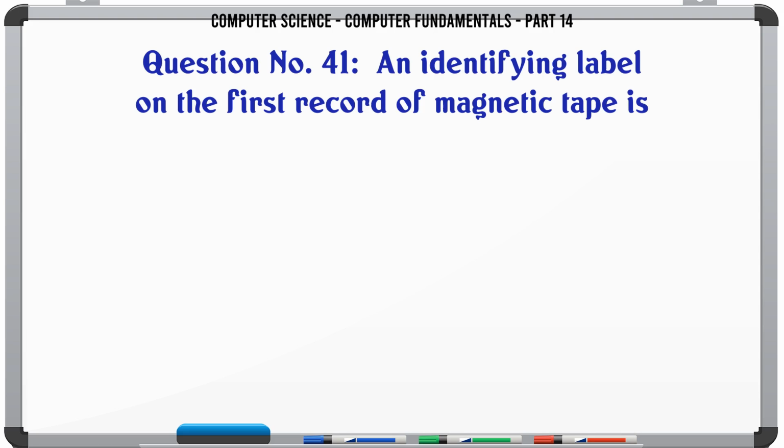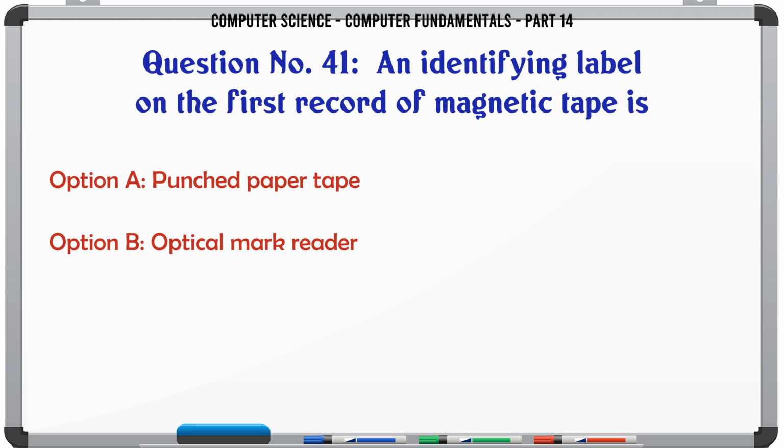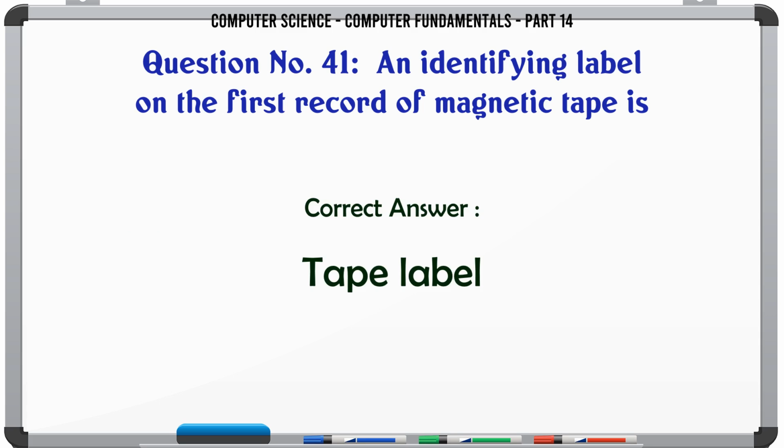An identifying label on the first record of magnetic tape is A. Punched paper tape. B. Optical mark reader. C. Tape label. D. Joystick. The correct answer is tape label.